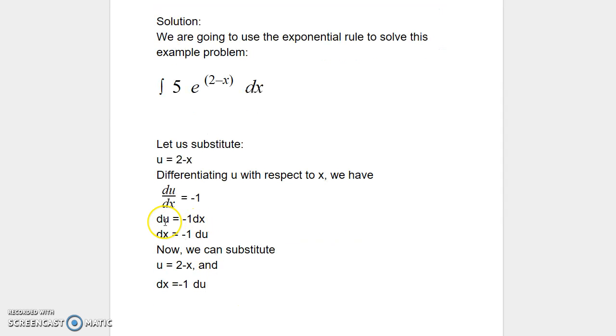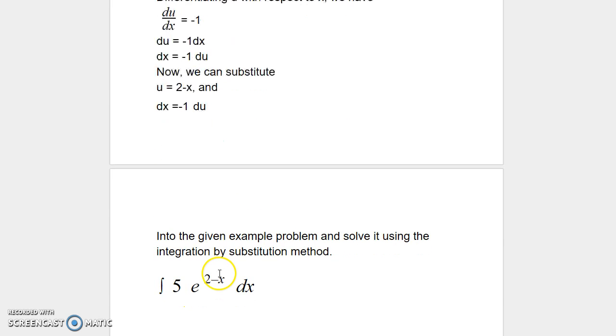So I can rewrite this as du is equal to minus 1 dx. I brought this dx to the side of the expression here. If I have to express it in terms of dx, I can write dx as equal to 1 over minus 1 du, or 1 over minus 1 du is equal to minus 1 du. Now we can substitute u as equal to 2 minus x and then dx as equal to minus 1 du into the given example problem, and then use the rules of integration and solve this example problem.